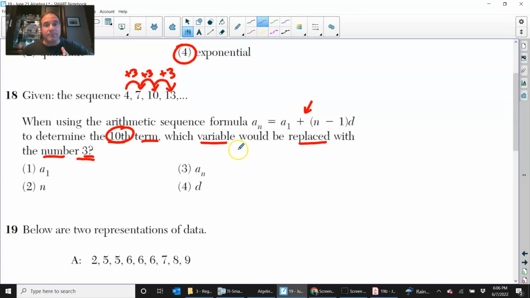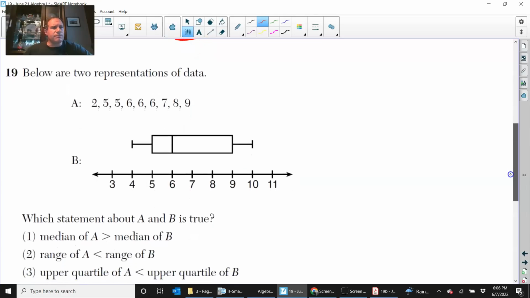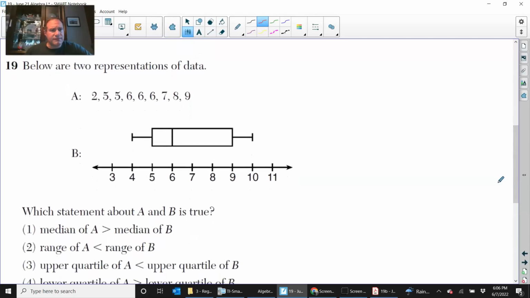Which variable would be the common difference? So D would be your answer, number 4. This is the one that would be replaced with 3 because it's adding 3 each time. That's it. Move on.